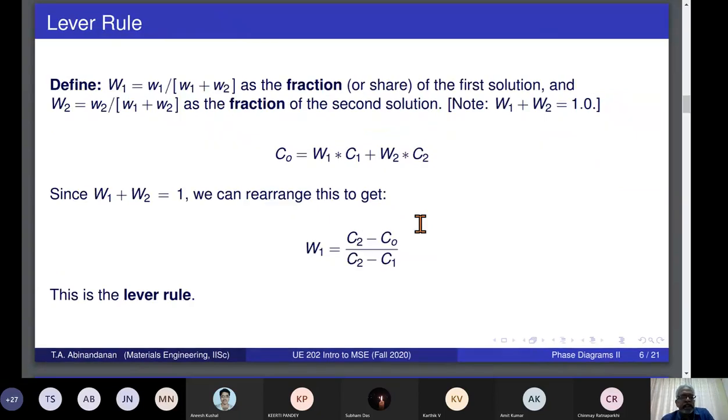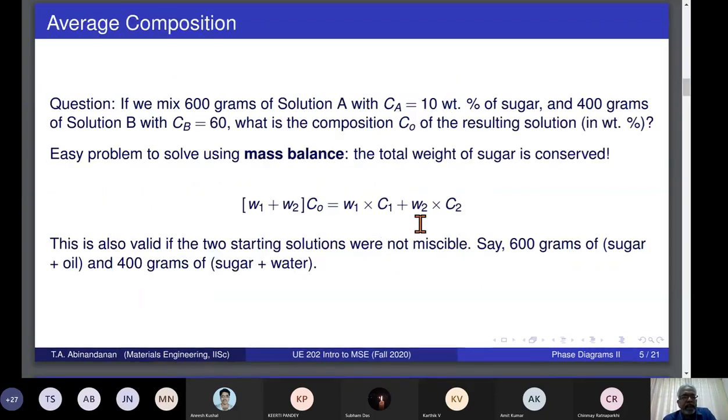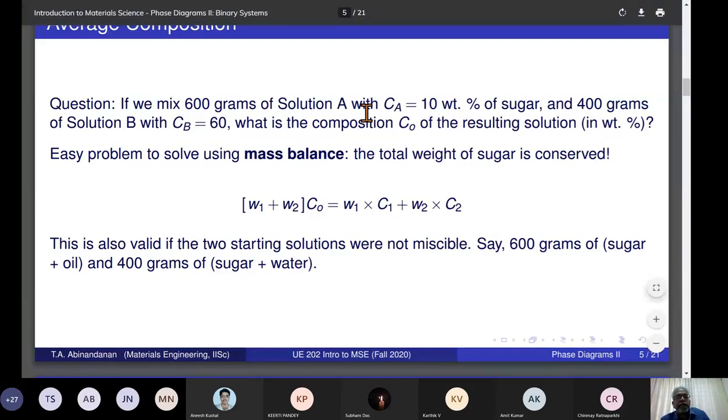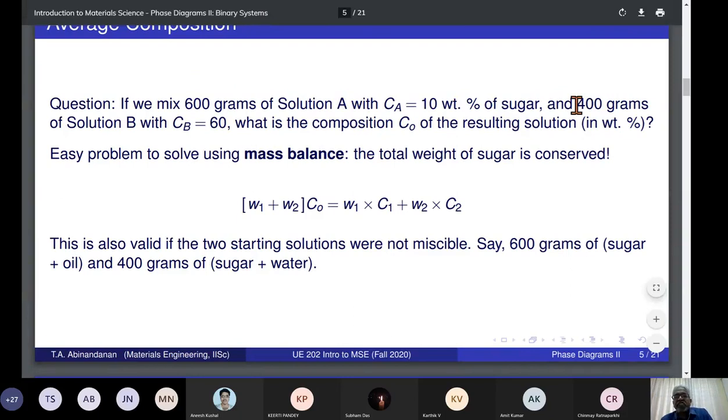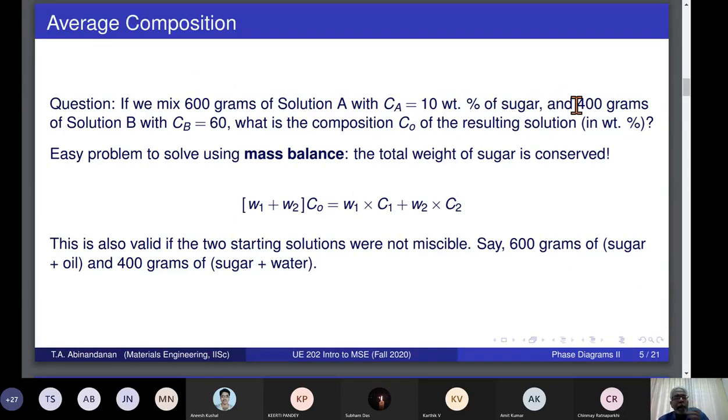All right, so here is a quick introduction to something called lever rule. If I pose the problem as the lever rule problem, then many people have difficulty somehow getting their minds around this. So, but I'll start with a simpler problem, which is the average composition. So this kind of stuff is something that you would have done back in class 9, 10, and so on. So if you start with some solution A, some solution B with the different compositions, and if the amounts of those solutions are also given, then you mix them, you get a new solution. What is the average composition of this new solution?